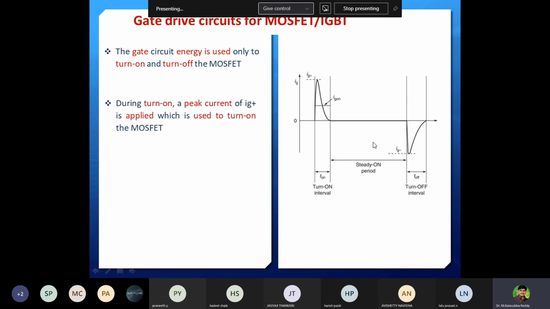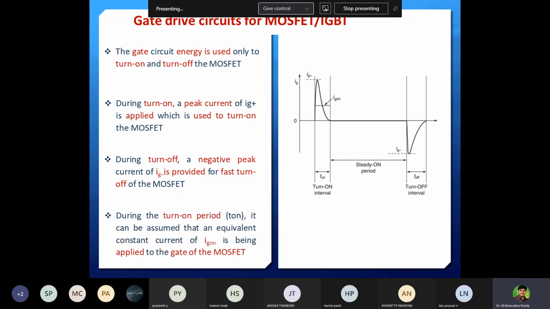Now during turn on, IG plus is applied to turn on the MOSFET. So this is the spike or pulse current. In turn, we are applying voltage that leads to current passing through the gate. Now during turn off, what will happen? There is an IG minus negative peak. That will be applied to the gate automatically, at a faster rate, to turn off the device.